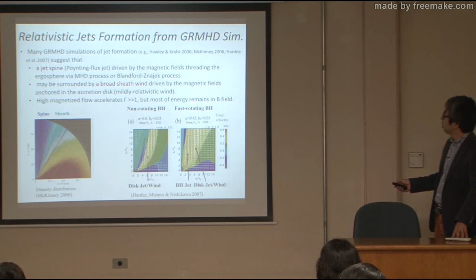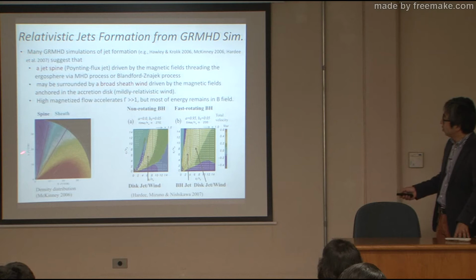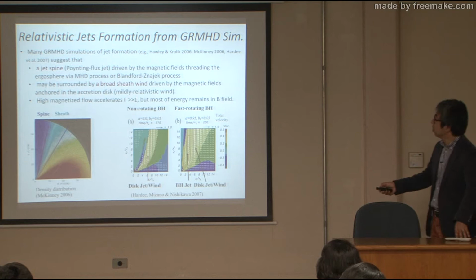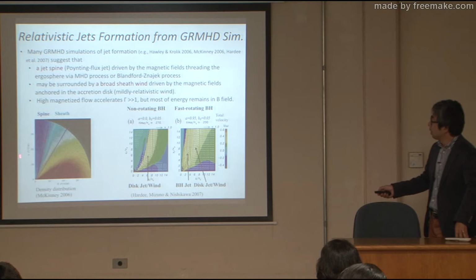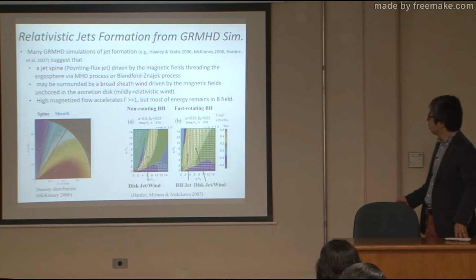So this is McKinney's simulation. And if you are doing a HARM simulation or something similar, maybe you can see a similar picture, because this is a high, low density, highly magnetized spine. And then there is a transition region, between the high magnetization and the wind structure, where the matter is flowing. A similar picture is also obtained in my previous simulation. This is one of the jets.